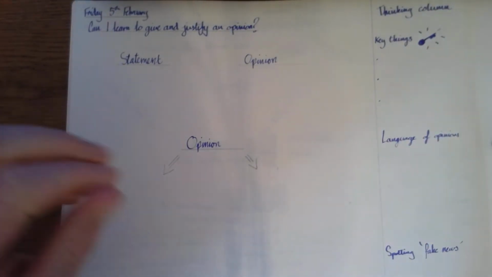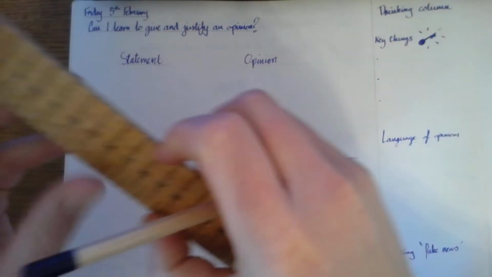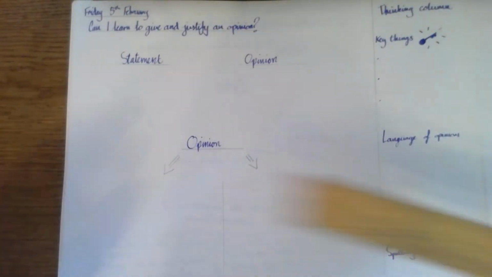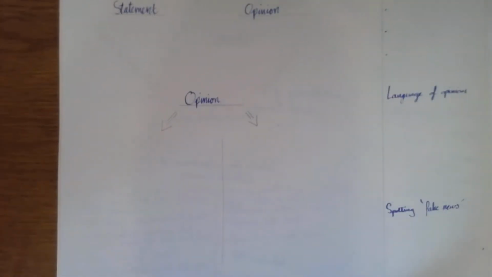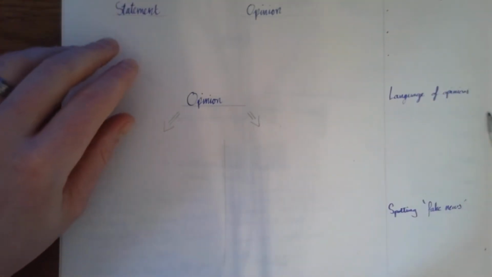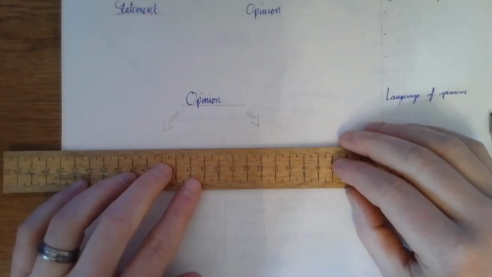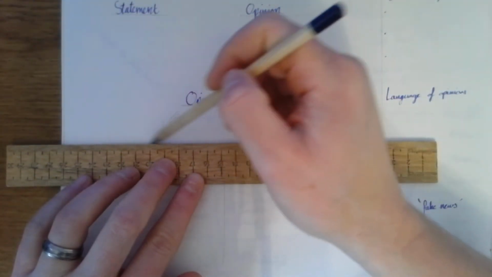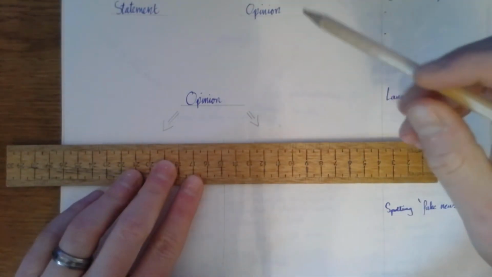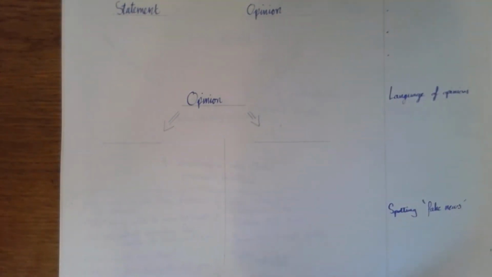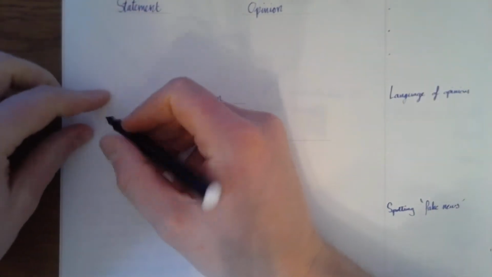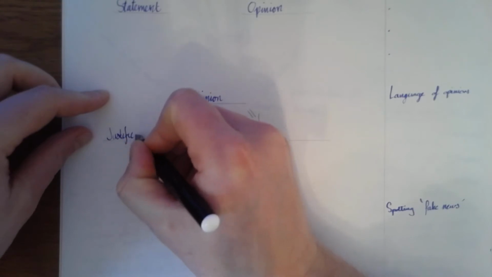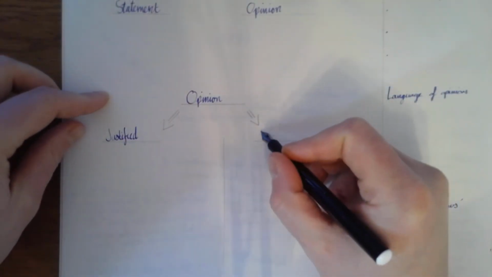Then from opinion you're going to have two different sections here. What you might want to do, you don't have to, is give yourself a very light line down the middle just to separate this bit off. On one side we're going to have justified, and on the other side we're going to have unjustified opinions. Remember, anytime you're doing anything with pencil and ruler in your books, it needs to be really, really light touch so that it's easy to rub out. So on one side we're going to have justified, and on the other side unjustified.